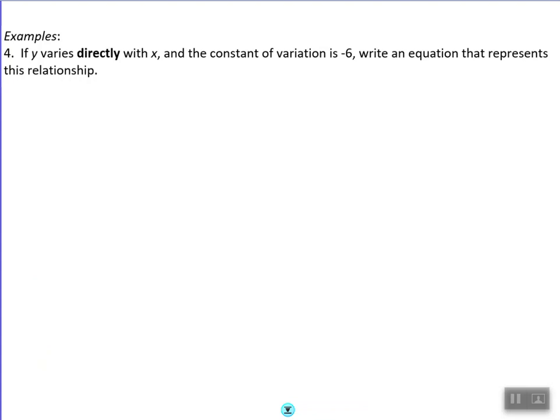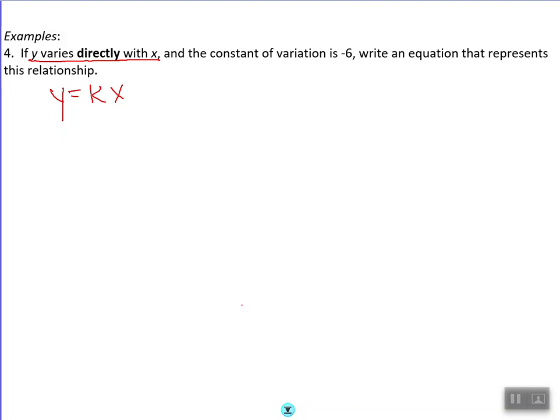So first, let me read the problem. If y varies directly with x, and the constant of variation is -6, write an equation that represents this relationship. I'm going to go back and stop every time there's a comma or a period. If y varies directly with x, this statement, y varies directly with x, tells us what our equation is going to look like. So we have y equals kx.